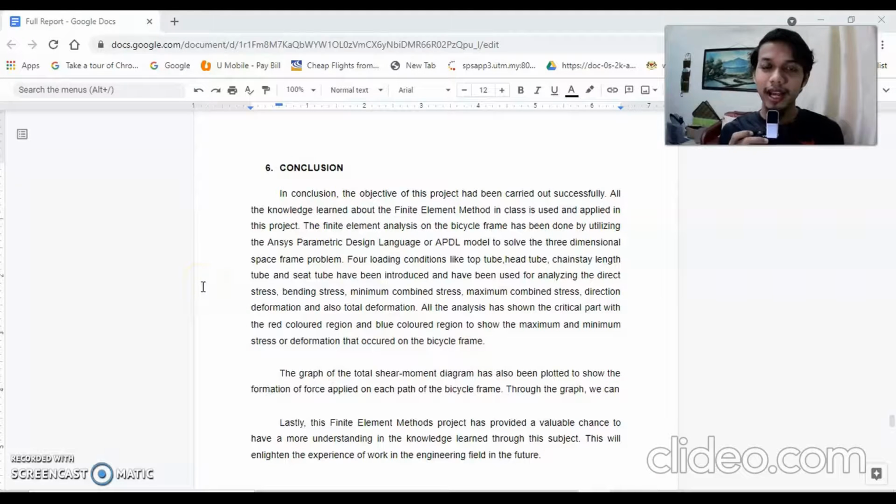Alright, in conclusion, I can say that we did this project very well. In ANSYS analysis, we have done total deformation, maximum and minimum combined stress, direct stress, and shear moment diagram. So whatever we learn in our class is being applied in ANSYS analysis. But in ANSYS analysis, we don't need a very lengthy calculation, just instant results. But the result is in visualization method, so we need to know what the red color and blue color represent.